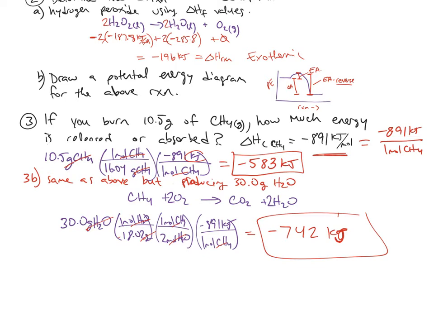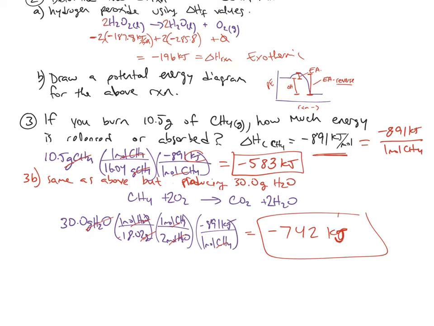And 3b, same again, but this time I want to talk about producing water. So now you have to do some stoichiometry as well. You have to get that balanced equation, and we need to see how much methane we are burning if we're making 30 grams of water. So we get our balanced equation, and then we start with our 30 grams of water. Grams to moles gets us to moles of water. The mole ratio from the balanced equation gets us to moles of methane. And then again, that enthalpy of combustion gets us to our kilojoule value.